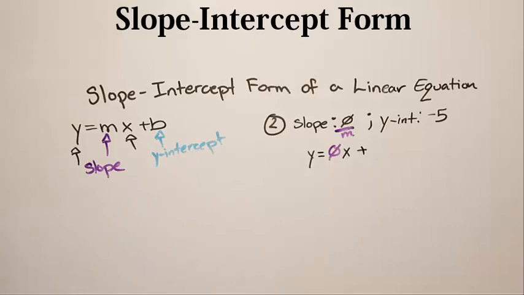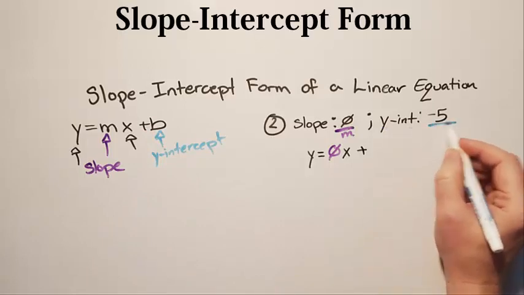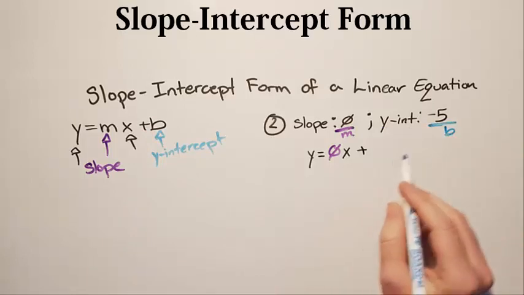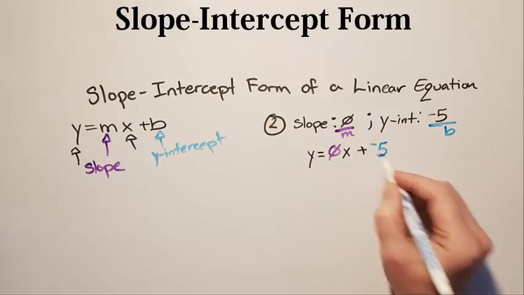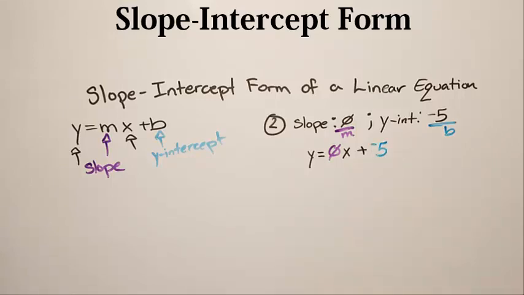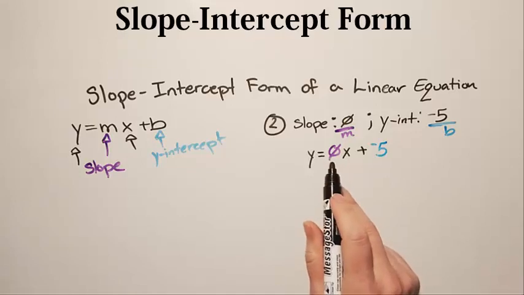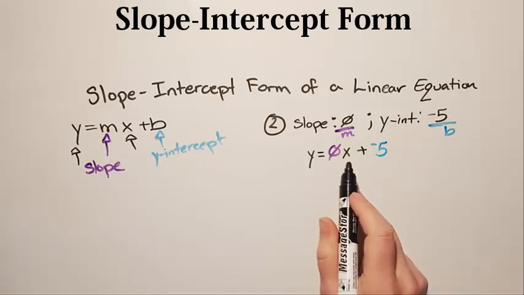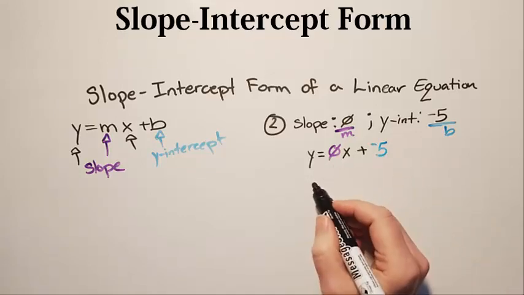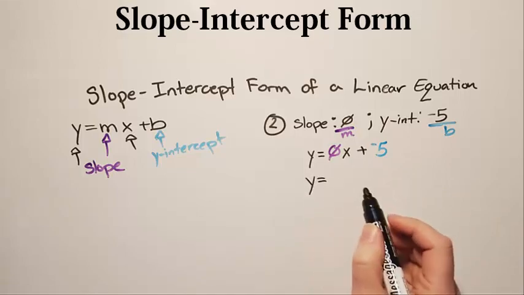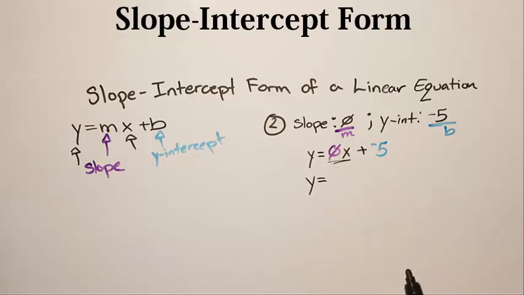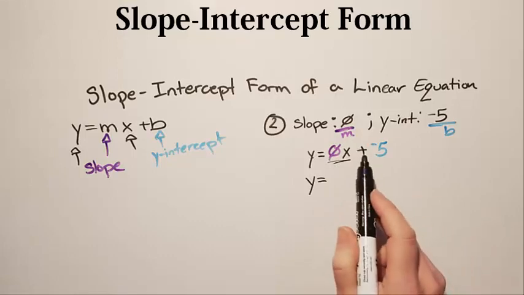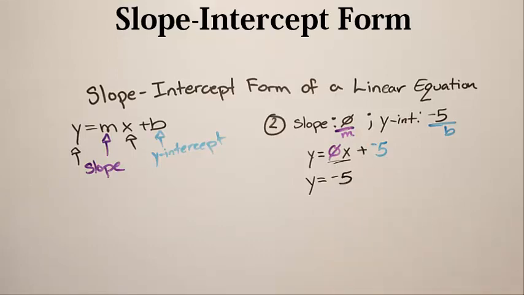My b is represented by my y-intercept. My y-intercept was -5, which means my entirety of b is going to be -5. Sometimes these equations can be simplified. If I have 0 times x, that meant I had 0 x's, which means you don't really even write it. So y equals, we're not even going to write this because 0 times x is just 0. We just have the -5. So y equals -5 would be our final answer.